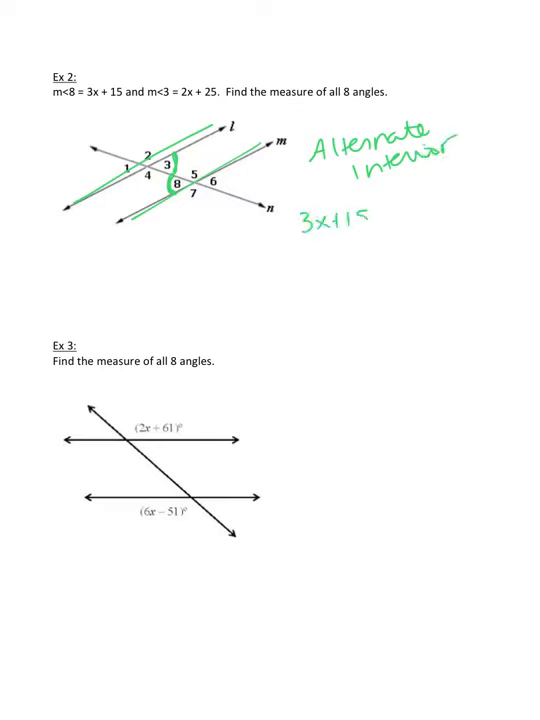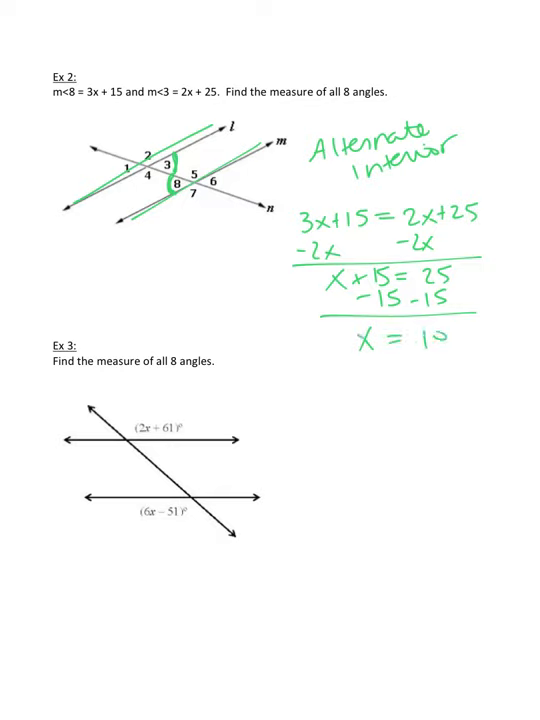So 3x plus 15 is equal to 2x plus 25. So I'm going to solve. I'll subtract 2x on both sides. I have x plus 15 equals 25. Subtract 15 on both sides. X equals 10. Again, some questions just tell you to solve for x, which that would be it, or just find the measure of all 8 angles, which I would plug this back in.